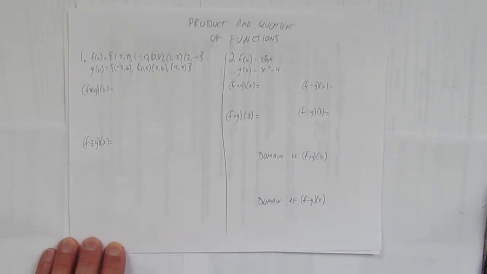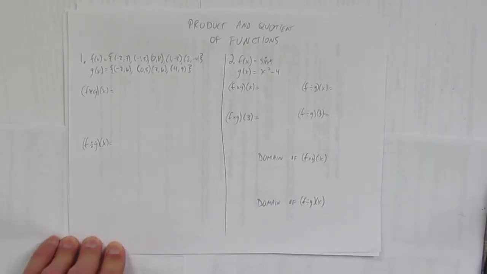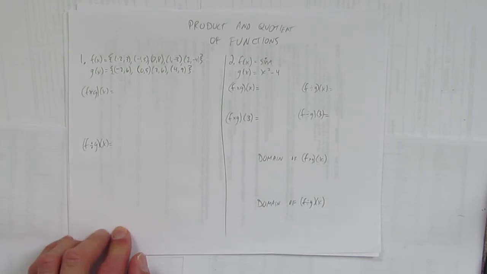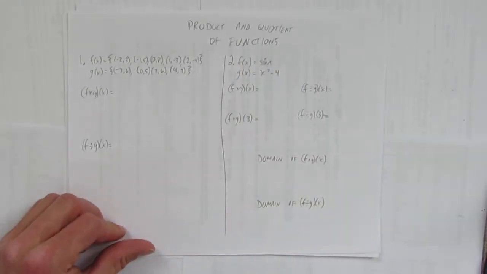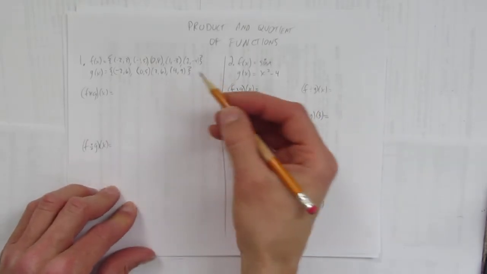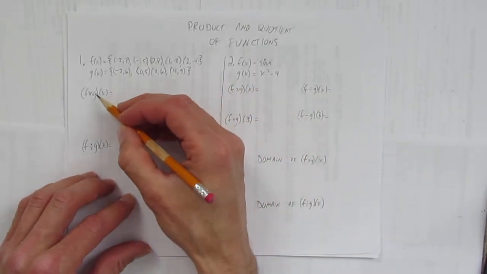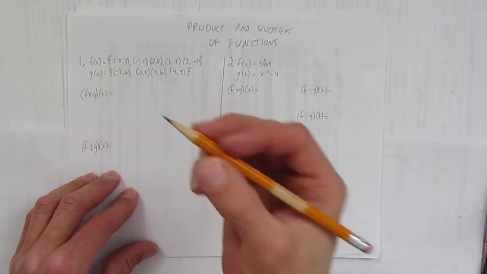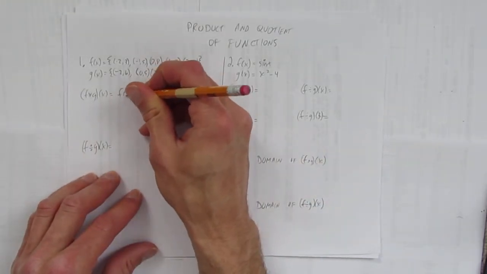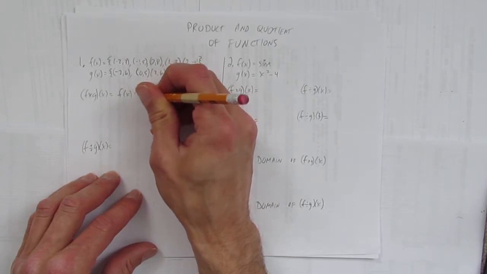In this video, we'll look at the product and quotient of functions. I use the same points as on the sum and difference of functions video. I suggest you watch that first, though this isn't much harder. We're going to find f times g at x, which is the same as f at x times g at x.